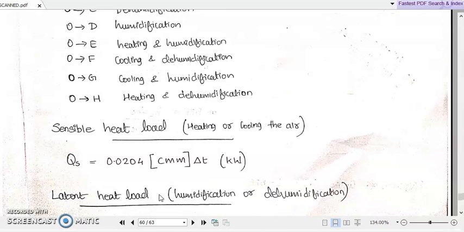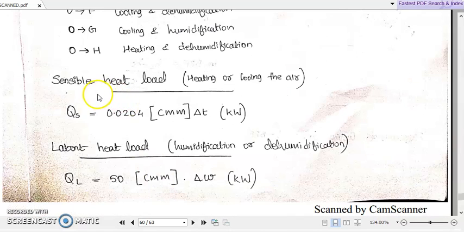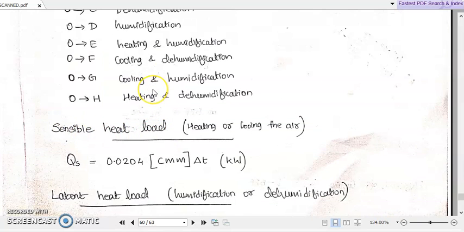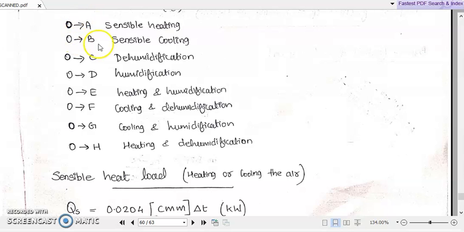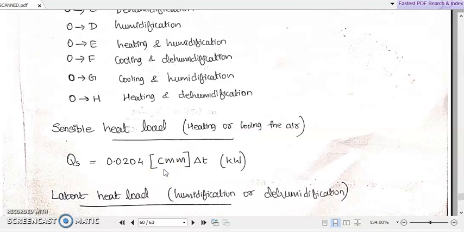Then another term associated with air conditioning is called sensible heat load. We have discussed the lines O to A and O to B, which are simply sensible heating or cooling without any change in the latent heat content or the water vapor content. Sensible heat load means whatever heat load is present in the moist air which is meant only for heating or cooling, where we are not considering the addition or removal of water vapor.